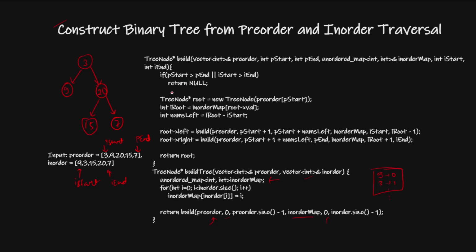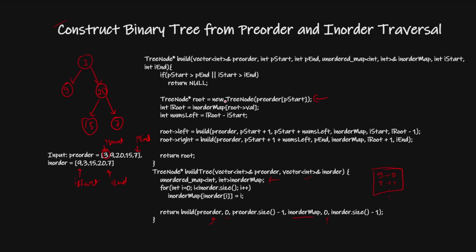So this is how it looks right now. If my p start crosses p end, or if my i start crosses i end, I will return null. That means there is no element left in our array. Otherwise, first of all, I will create the root. Which root do I have to create? I have to create the p start one as root.